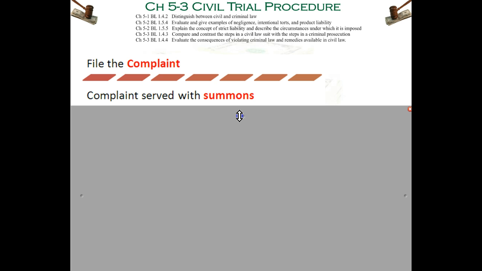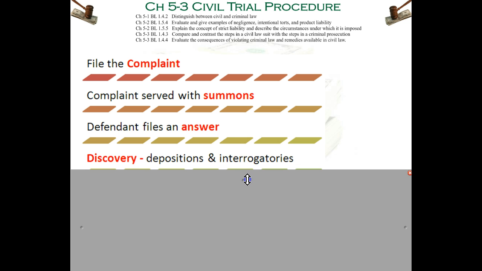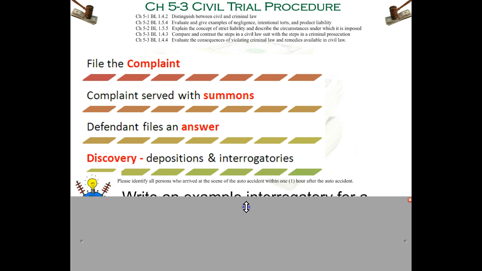Once the complaint's been filed, then the person you're complaining against is going to be served with a summons, and then they're going to need to file an answer. So they're going to write up some paperwork explaining their side of the story, essentially. We're going to have a discovery process next, which is depositions, where we'll sit down and question people, and interrogatories, where we'll ask those written questions.